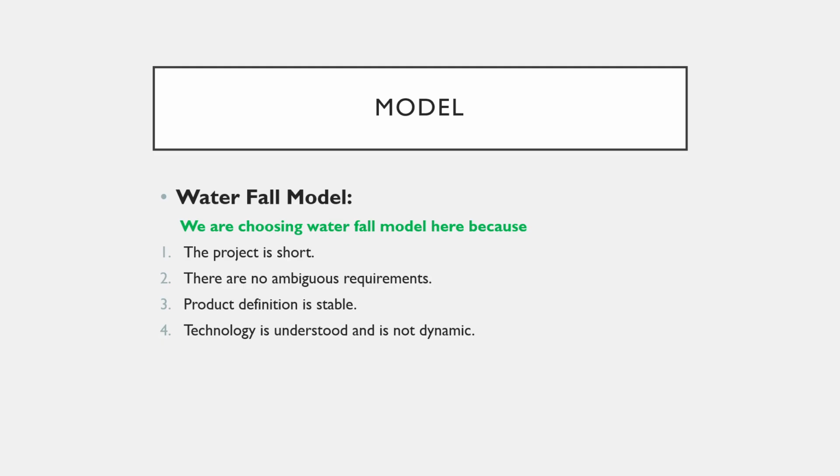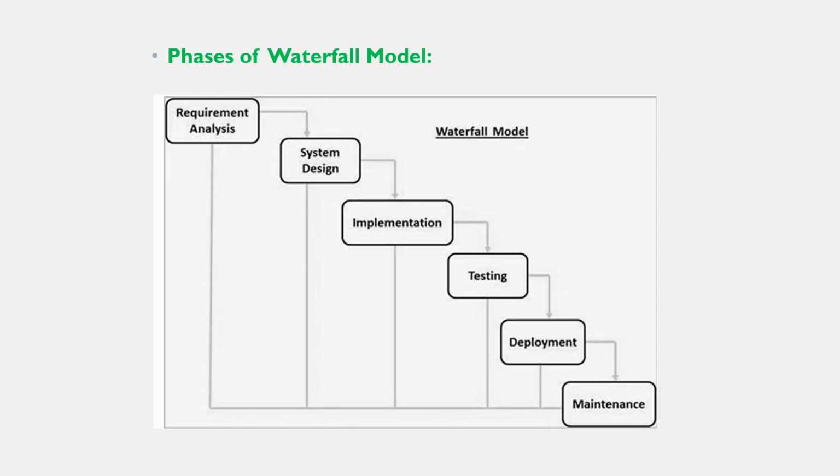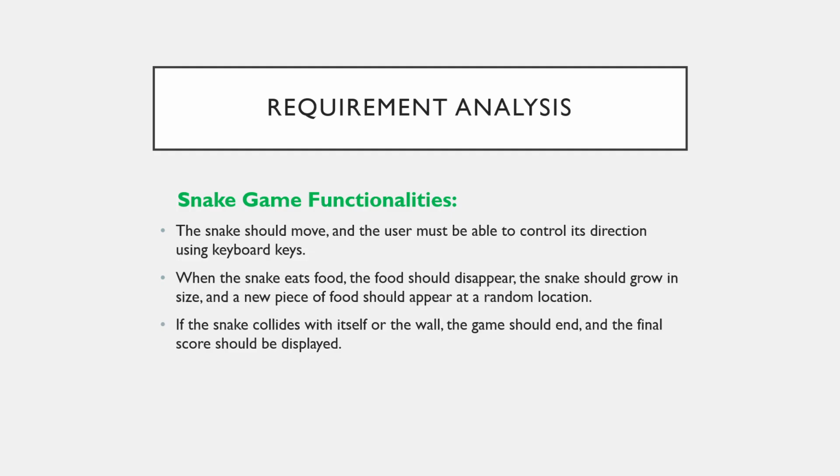Why are we choosing the waterfall model? Because the project is short, there are no ambiguous requirements, the product definition is stable, and the technology is understood and not dynamic. So let us see the steps of the waterfall model. The first is requirement analysis, then system design, then implementation, then testing, then deployment, and finally maintenance.